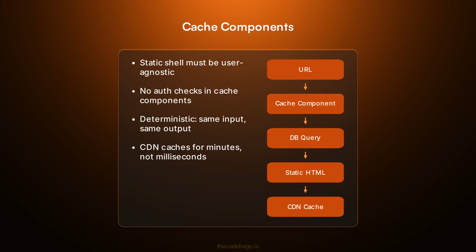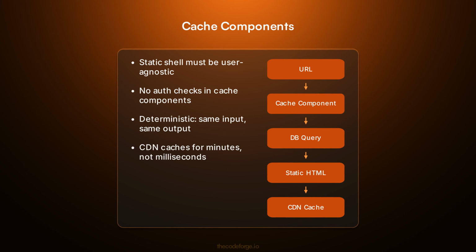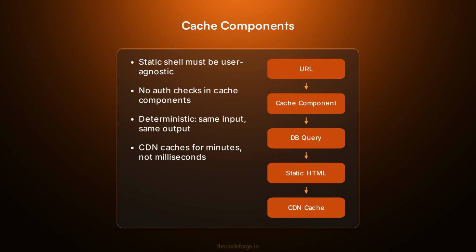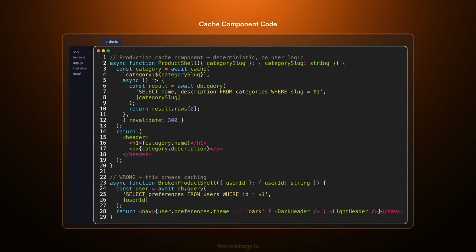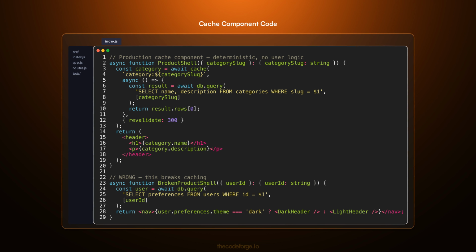Cache components generate HTML once per TTL. They must be deterministic, no user-specific logic. If your cache component calls getServerSession, you're defeating PPR. Move session checks into dynamic boundaries. The correct cache component uses a URL-based cache key and no user data. The broken version uses userid, which creates unique HTML per user and destroys caching.